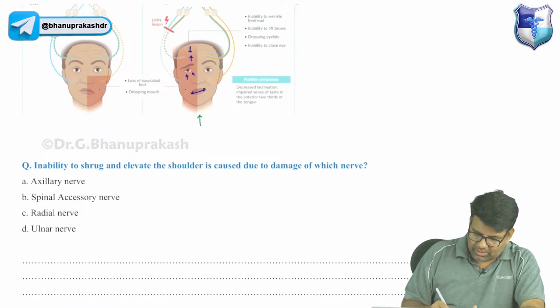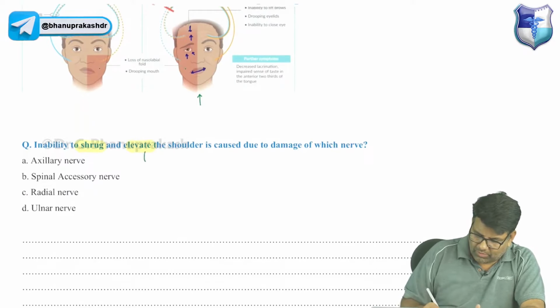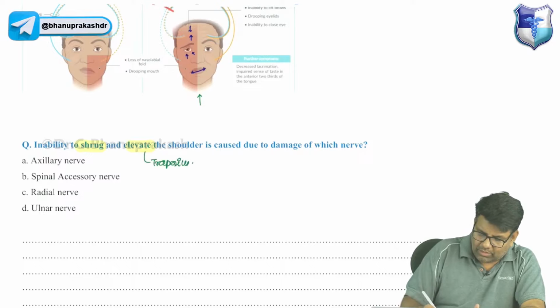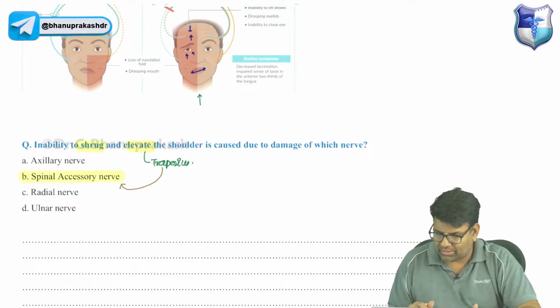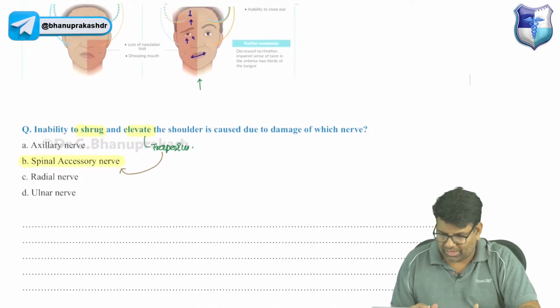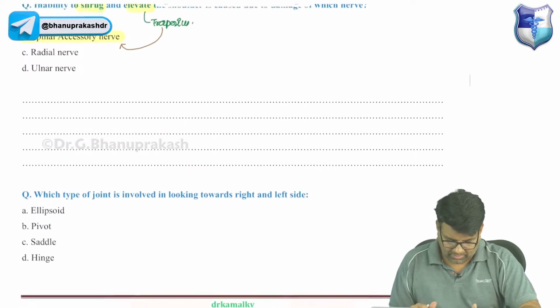This we have already discussed, inability to shrug and elevate the shoulder. Which nerve? Again, this is a function of trapezius, and we know that the nerve supply of trapezius is the spinal accessory nerve. So the point we have already discussed. Raghu, you are absolutely right. Yes, Hari, you are perfect.